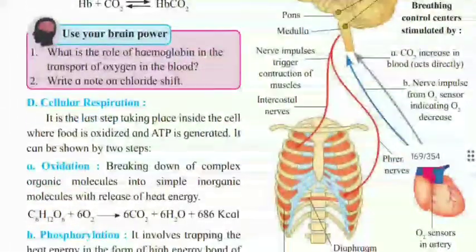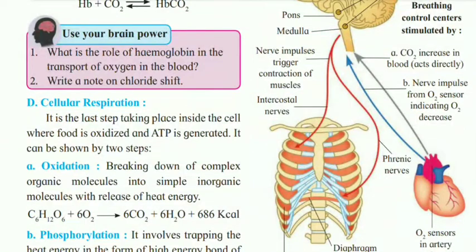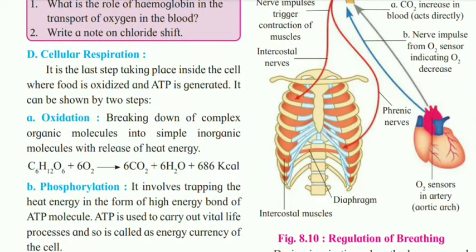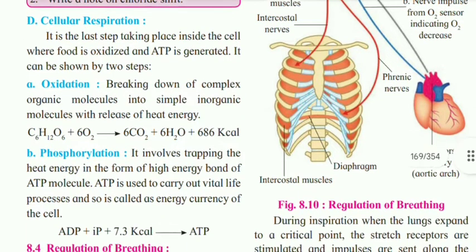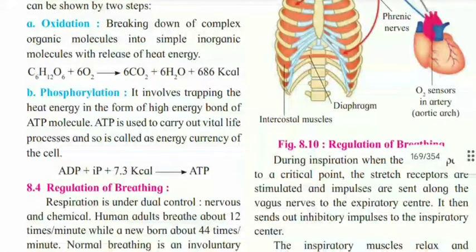We'll see the last part, that is cellular respiration. I think it is the last. It is the last step taking place inside the cell where food is oxidized and ATP is generated. It can be shown by two steps: oxidation and phosphorylation. Oxidation, breaking down of complex organic molecules into simple inorganic molecules with release of heat energy. Then phosphorylation, it involves trapping the heat energy in the form of high energy bond of ATP molecules. ATP is used to carry out vital life processes and so is called the energy currency of the cell.